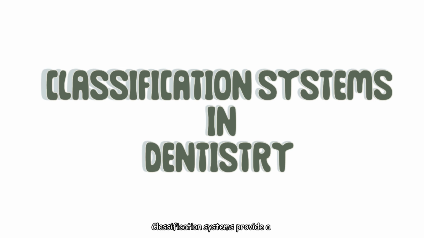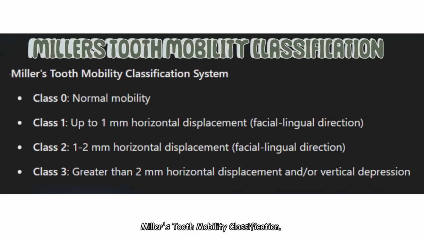Classification systems provide a standardized framework for diagnosing and categorizing various dental conditions, facilitating communication and treatment planning among dental professionals. Let's explore a few key systems. Miller's Tooth Mobility Classification. This system grades tooth mobility based on the horizontal and vertical displacement of a tooth in response to pressure.